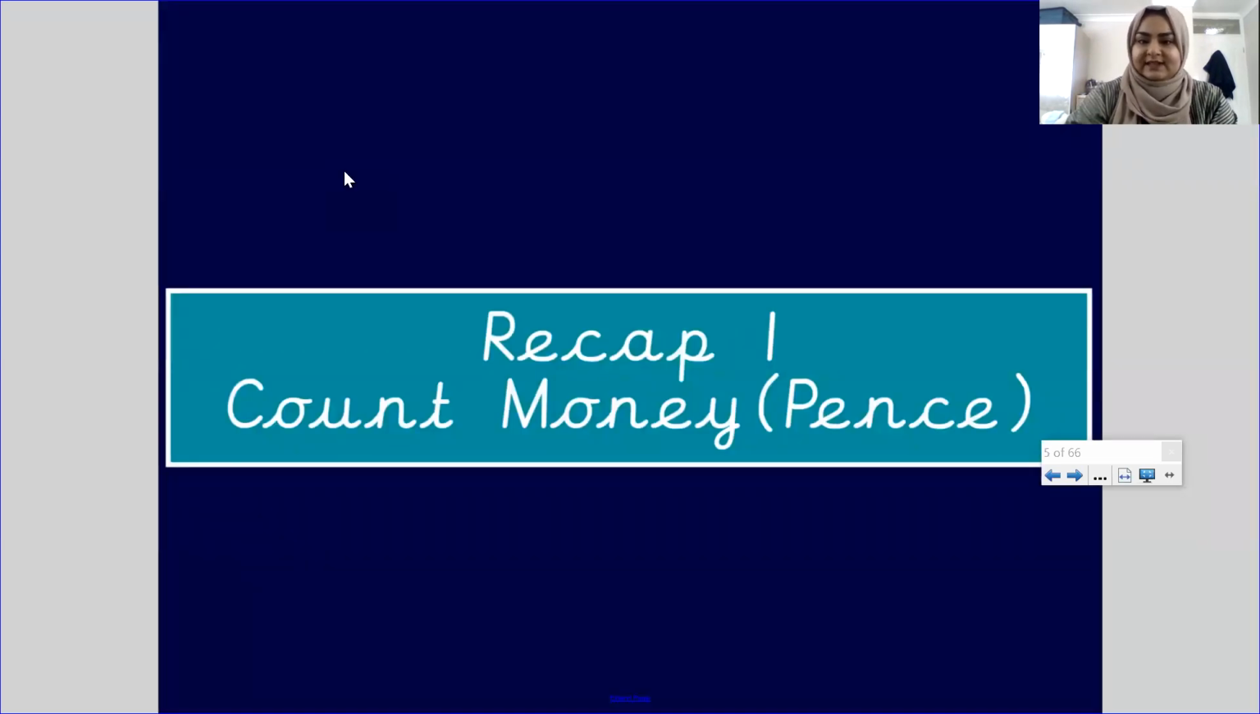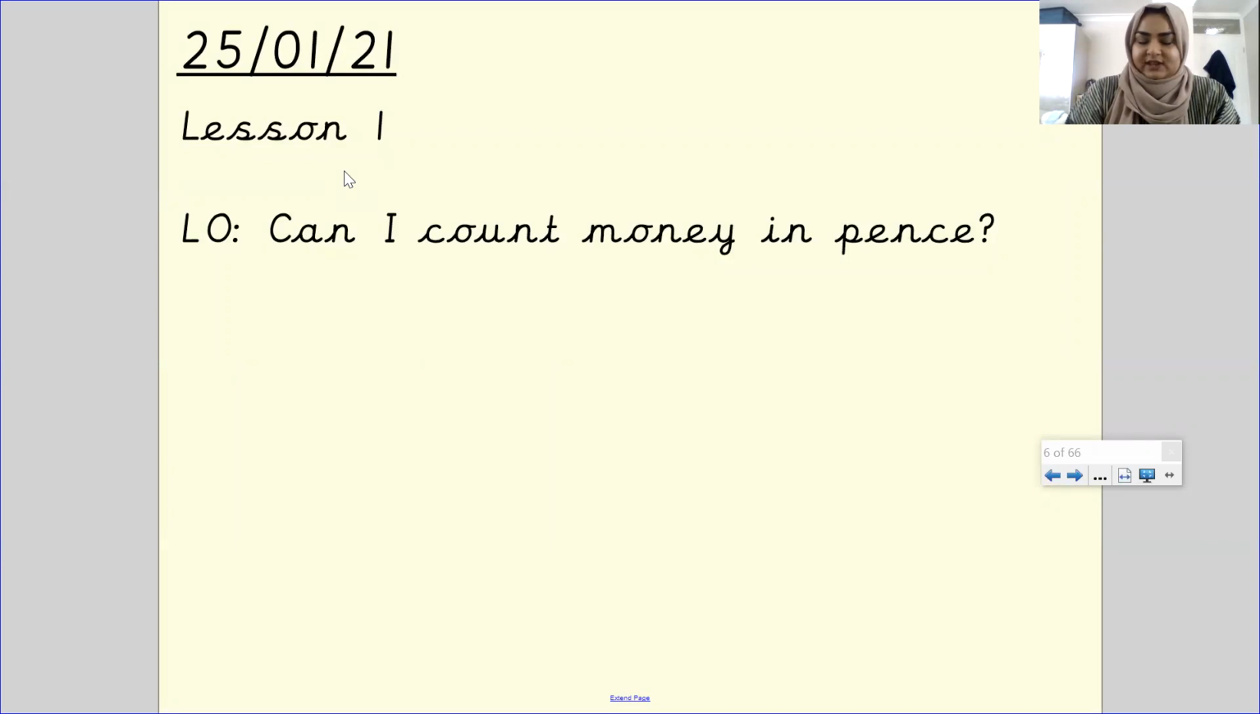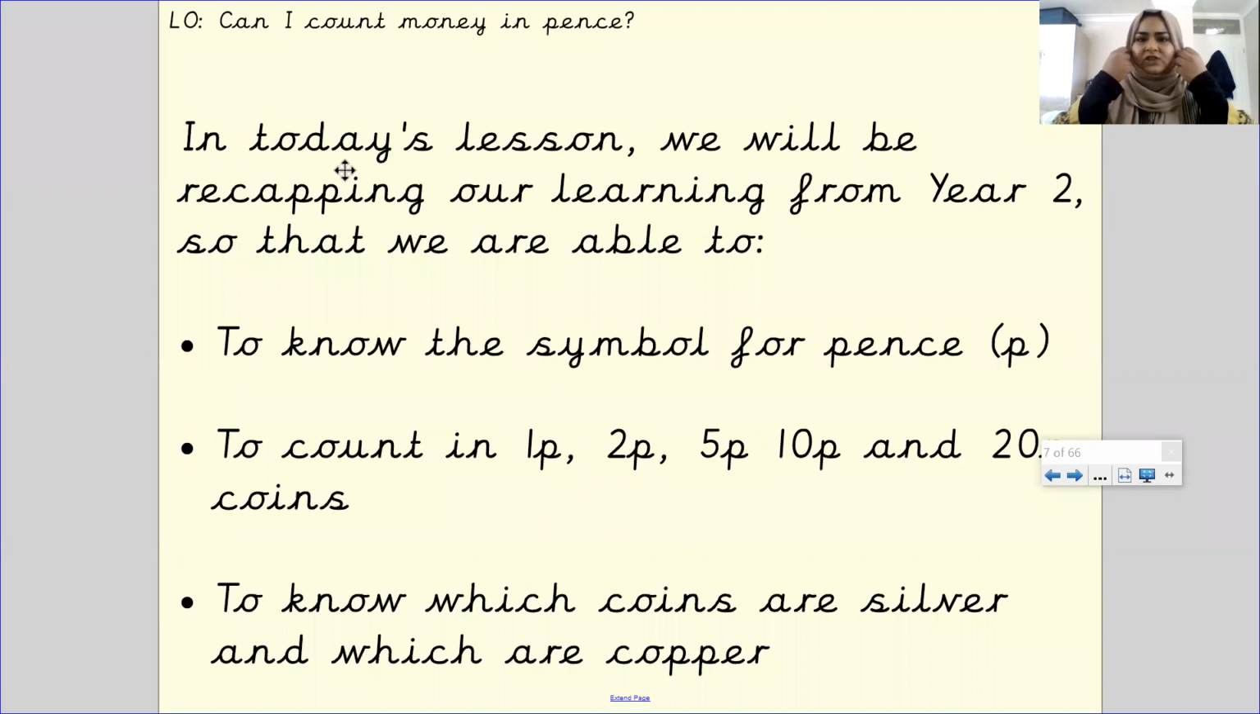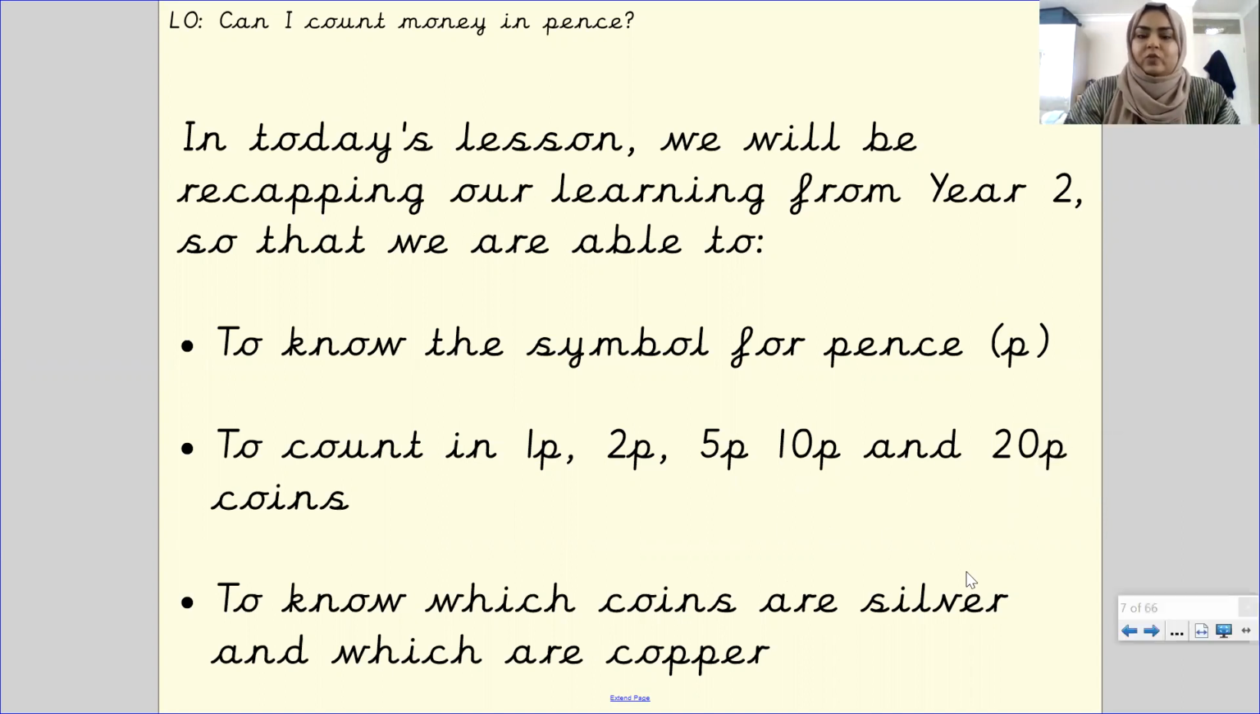So our first lesson is a recap lesson, recap 1, and we're going to learn to count money using pence. So our learning objective today is, can I count money in pence? In today's lesson, we will be recapping our learning from year 2 so that we are able to know the symbol for pence, which is this P, to count in 1p's, 2p's, 5p's, 10p's and 20p coins, okay? To know which coins are silver and which are copper.